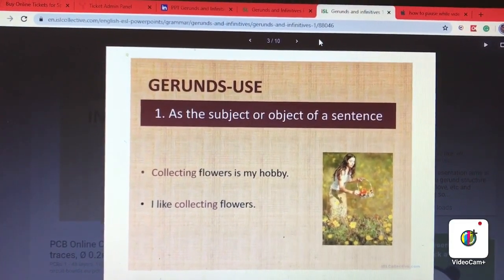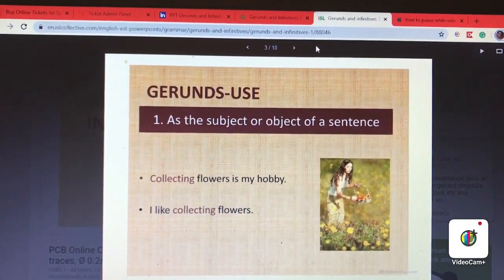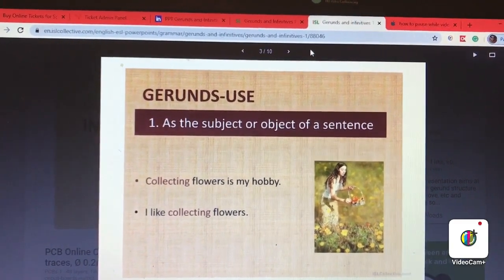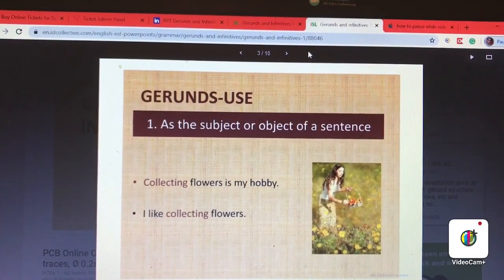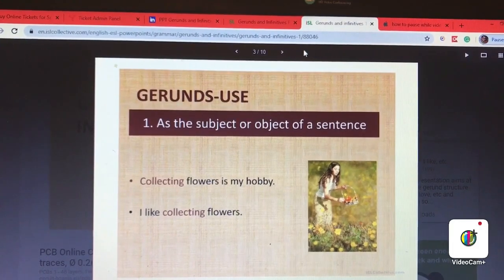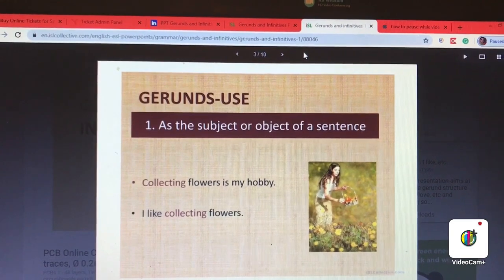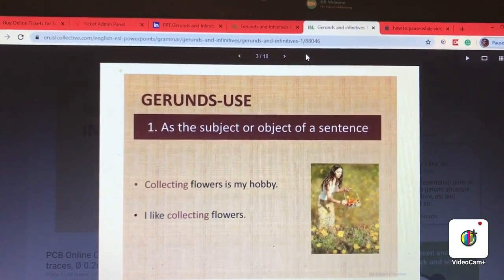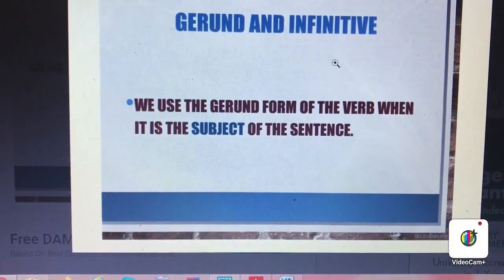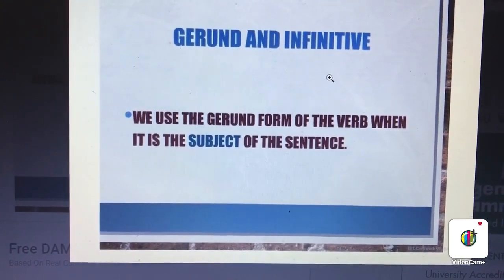So keep this in mind. When we use gerunds, we already have a verb in our sentence. Just like in number 1, we have an auxiliary verb or helping verb, is, and in the next one, we have a main verb, like. But we are using collecting as a subject or an object. So it means we treat gerunds as nouns. We use the gerund form of a word when it is the subject of a sentence.